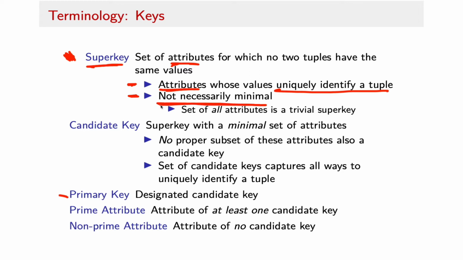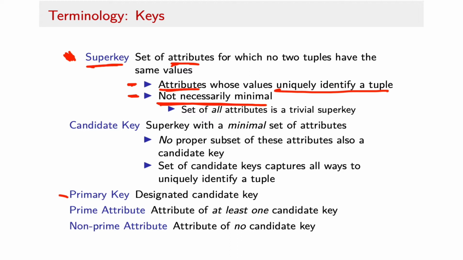In other words, we might choose 5 attributes out of a relation that just happen to uniquely identify all of the tuples in that relation. But if we throw one of those away and only consider the remaining 4, those 4 might also uniquely identify the tuples in the relation. So a superkey can be a way to uniquely identify a tuple, but it doesn't have to be the smallest list of attributes in order to be able to do that.